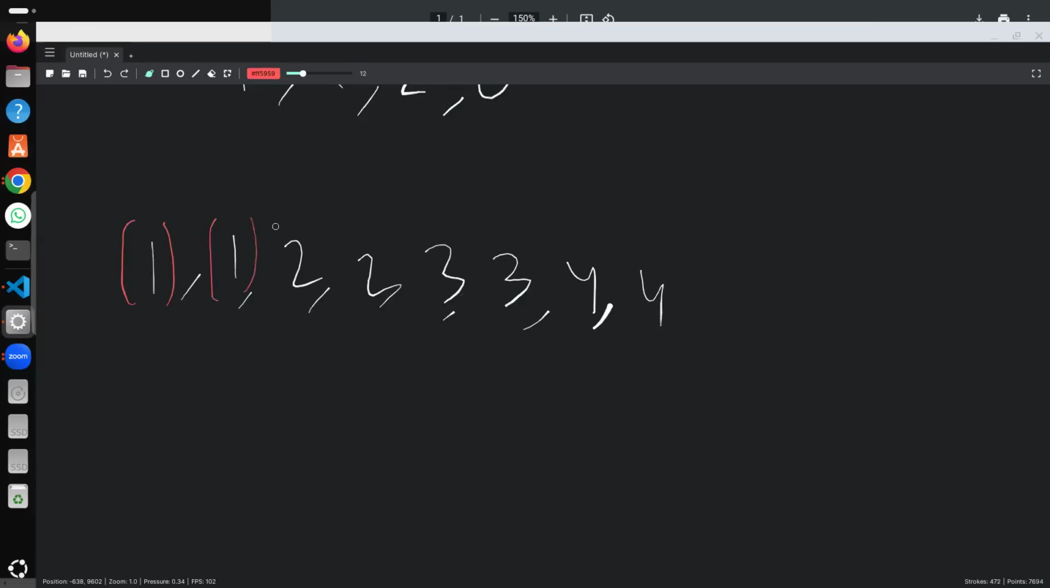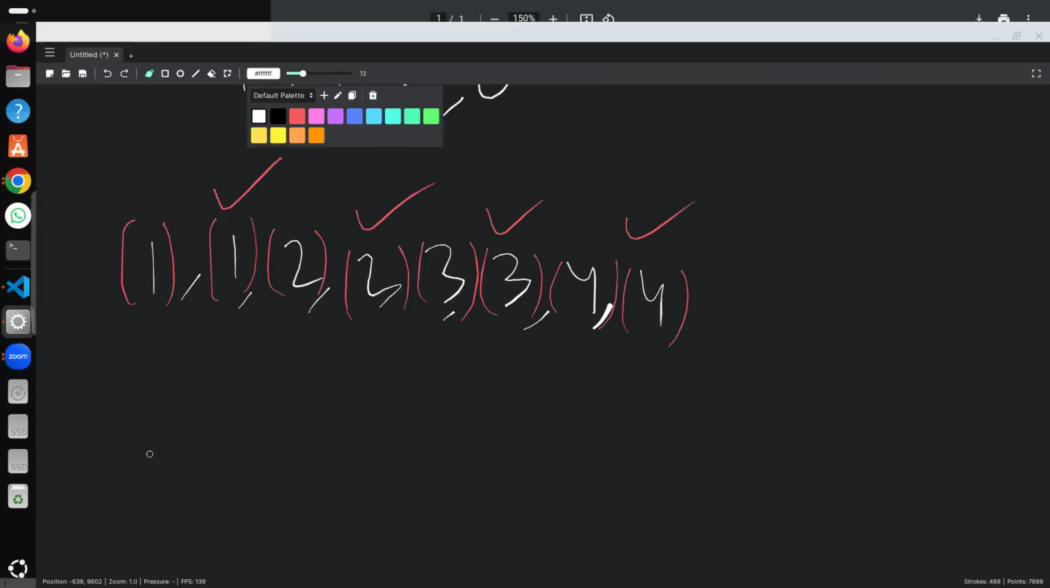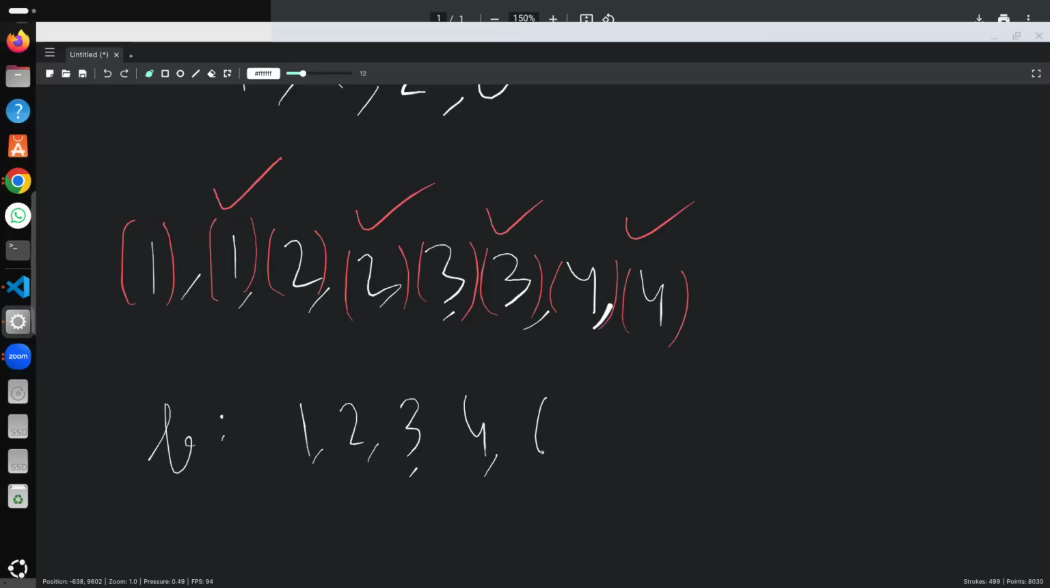So the array is 1, 1, 2, 2, 3, 3, and 4, 4. If we just segment it like this, because k is equal to 8, that means we have to break it like this only. We don't have any option. So if we do it like this, then in the array B, this segment, this segment, this segment, this segment would go, right? So the array B would become 1, 2, 3, 4, and 0, right?